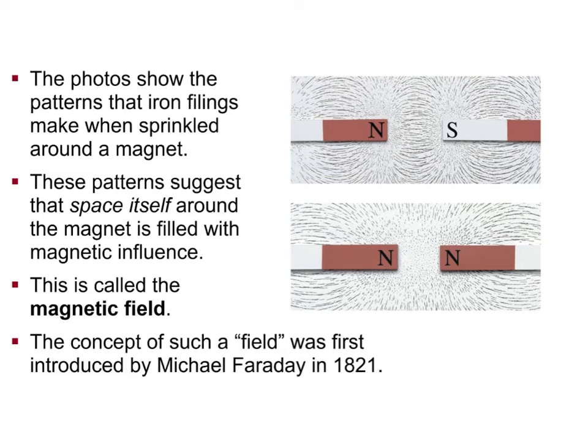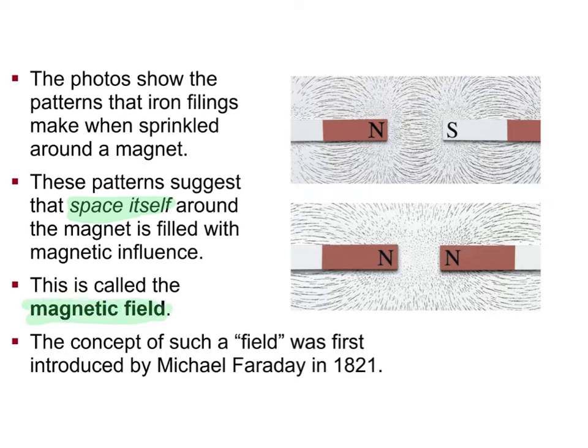Today we start one of the most important concepts in electrodynamics, the electric field. These photos, which are drawn from your textbook, show the pattern iron filings make when sprinkled around a magnet. These patterns suggest that space itself, your textbook is very proud of that, is filled with magnetic influence, which we call the magnetic field.